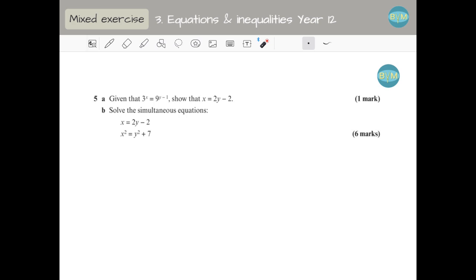Hello, this is question 5 on your mixed exercise 3 from year 12. For part A, you are given that 3 to the power of x is 9 to the power of y minus 1, so that x must be this.